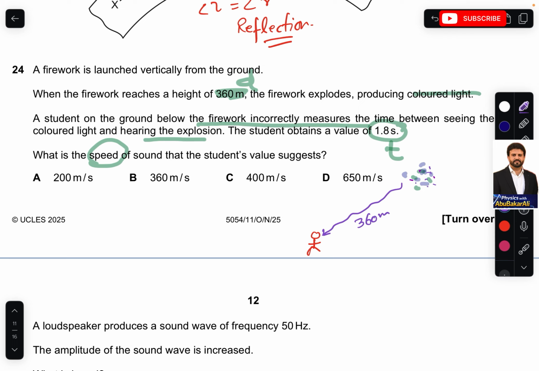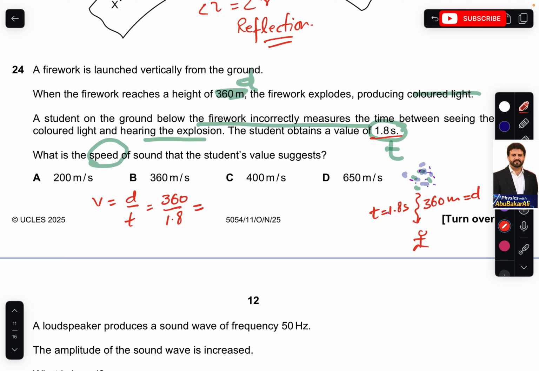Okay. So, we should draw it like they are telling you the height. So let me draw them at this point. This will be more conceptually correct. So this is 360 meters. How much time is it? This is the distance. The time is 1.8 seconds that he has calculated. We have to tell the speed. So speed, we know it is distance over time. Distance is 360. Time is 1.8. When you do the calculation, we will get 200. It's option A that is correct.